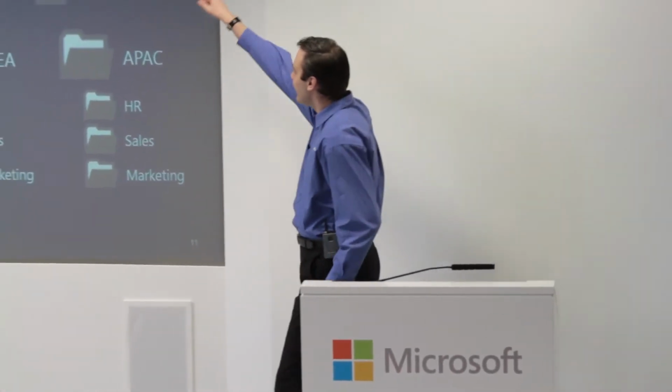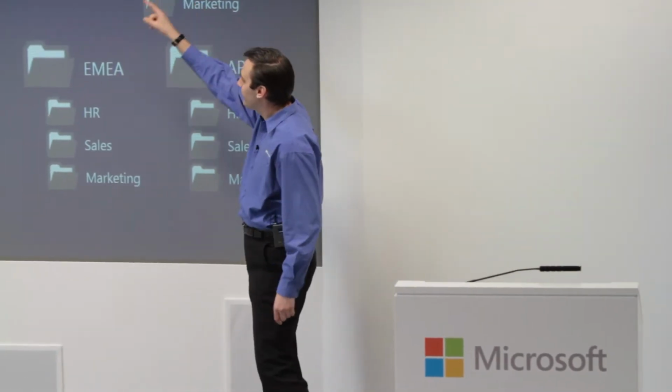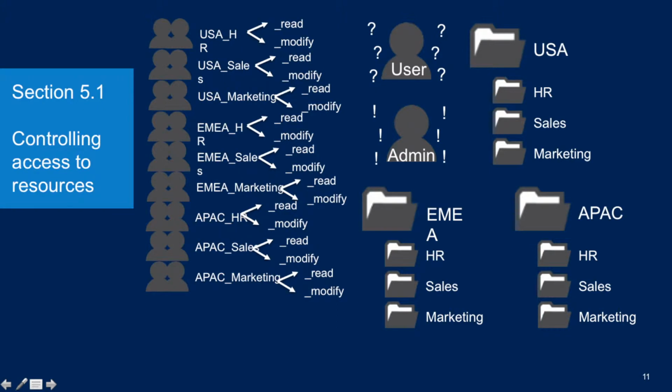Right, so what kind of groups are we looking at? We've got USA HR, USA Sales, USA Marketing, EMEA HR, EMEA Sales, and so on. Plus we can sometimes even split them into USA HR Read, USA HR Modify.